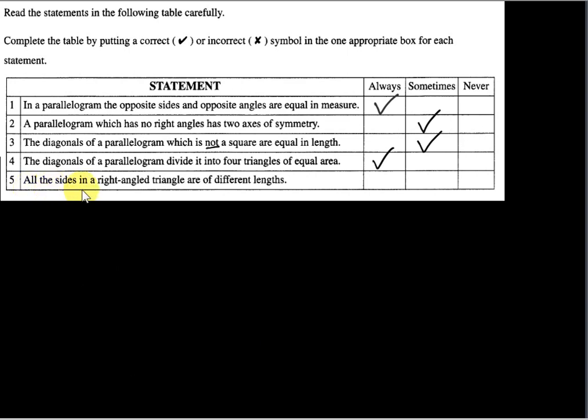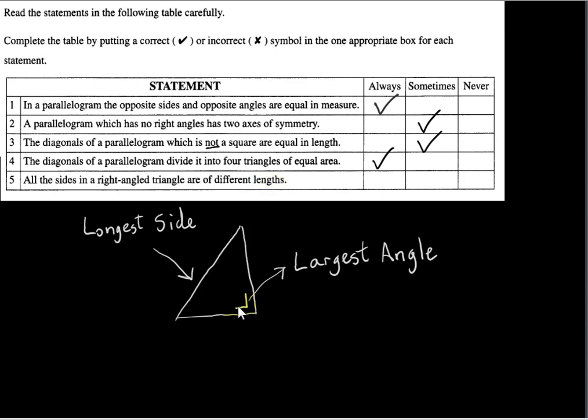Statement 5. All the sides in a right-angled triangle are of different lengths. Now, the largest angle in a right-angled triangle is the right angle. The other two angles have to be less than 90 degrees, because these two angles have to sum to 90, because 90 plus 90 is 180. So if these two angles have to sum to 90 degrees, they must both be less than 90 degrees. Okay, so the largest angle is the right angle.